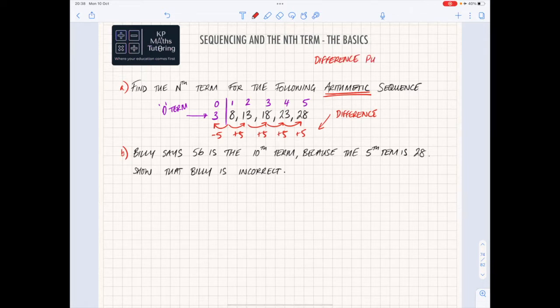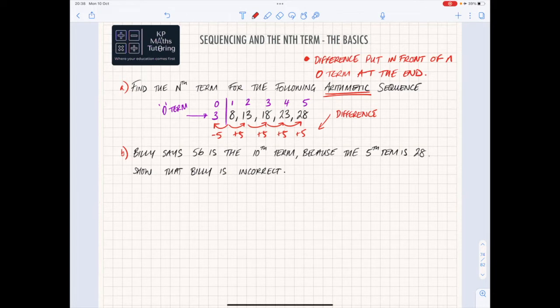So in order to get your nth term for an arithmetic sequence, you take the difference, you put that in front of n, and then you put your zero term at the end. So what do I mean by that? So that's your key points.